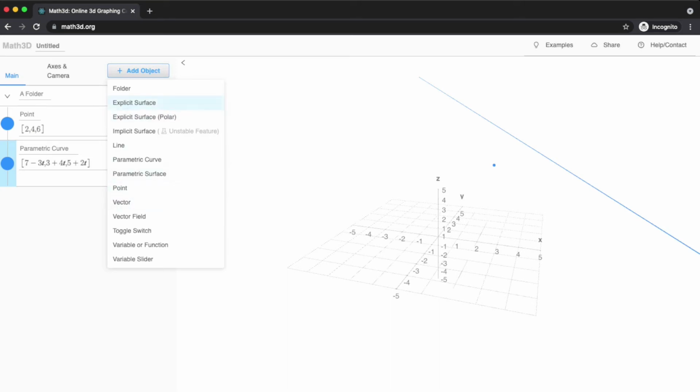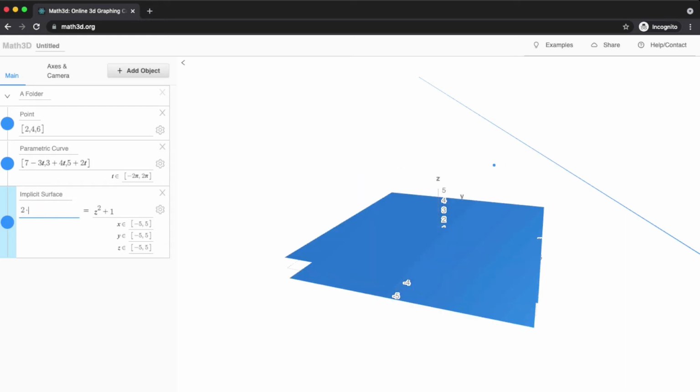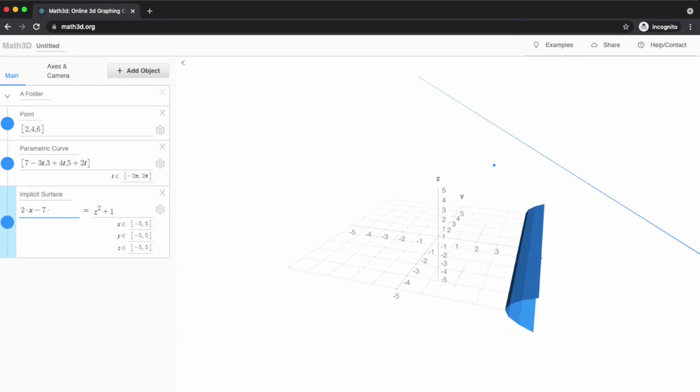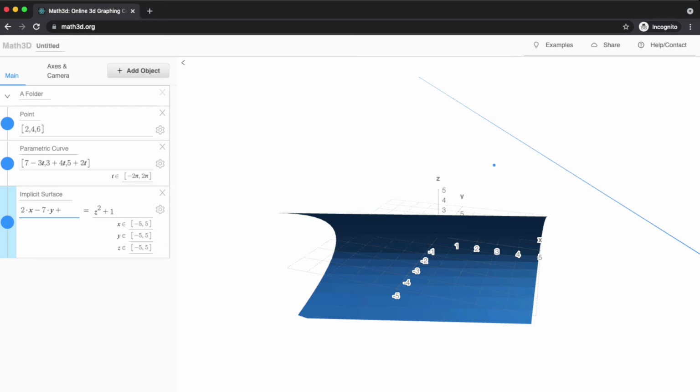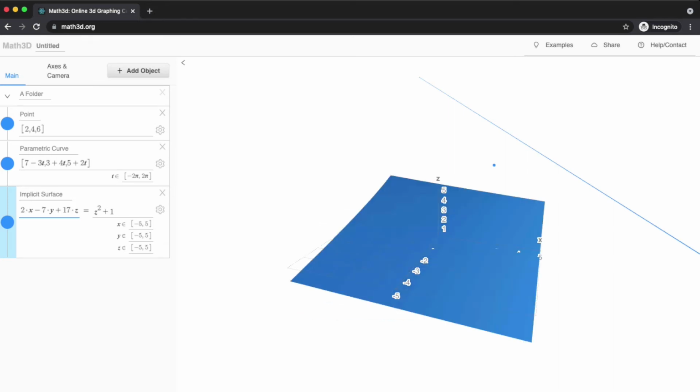We're going to use an explicit surface. Actually, we can use implicit as well, either one. We'll go implicit because that way we can just type in the full equation without having to write z is equal to something in terms of x and y. Instead, we'll just write it all in. 2 times x minus 7 times y plus 17 times z, and that's equal to 78.